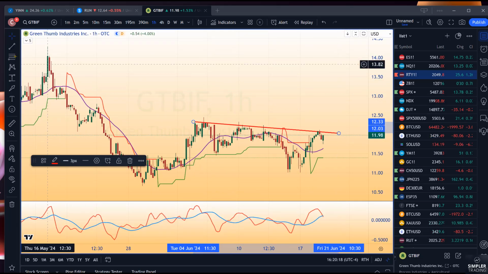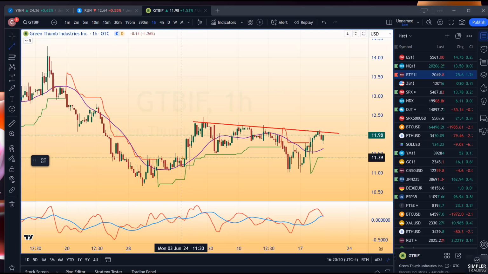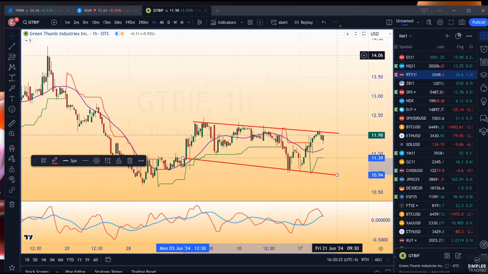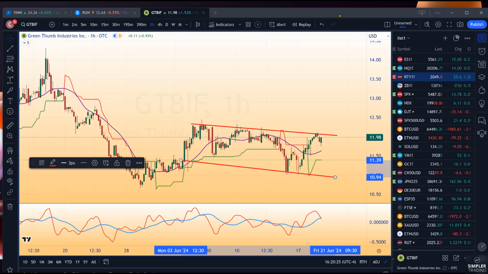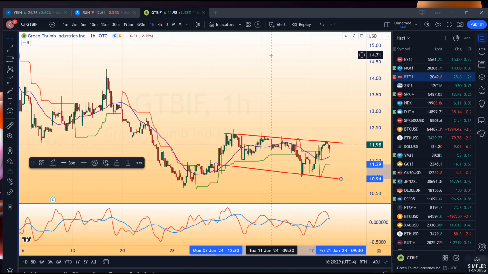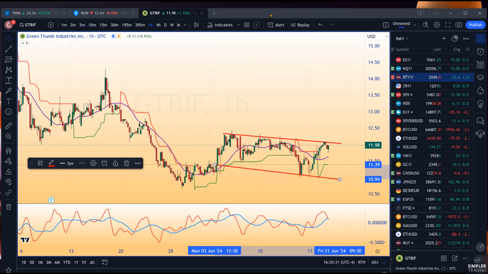retaining a bullish structure. Keep in mind with the bond market doing what it's doing and the NASDAQ doing what it's doing, it's not going to take a lot for these stocks to have explosive rallies. So that's how I'm going to try to trade next week.